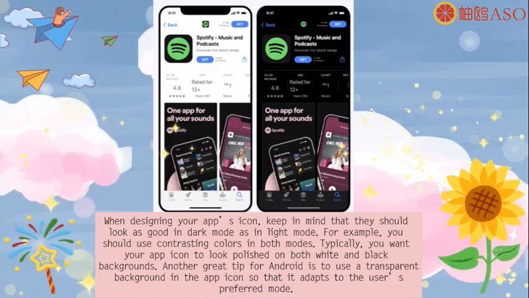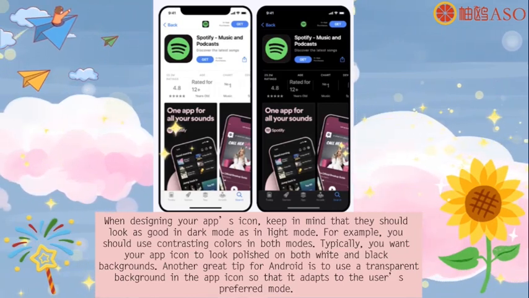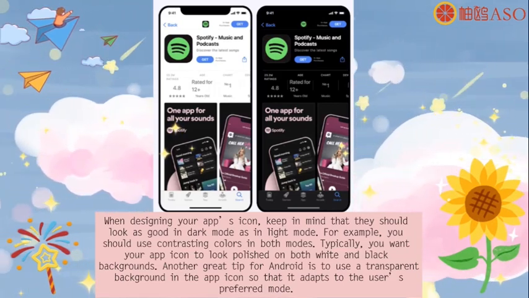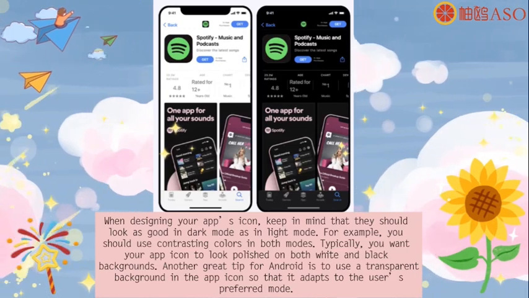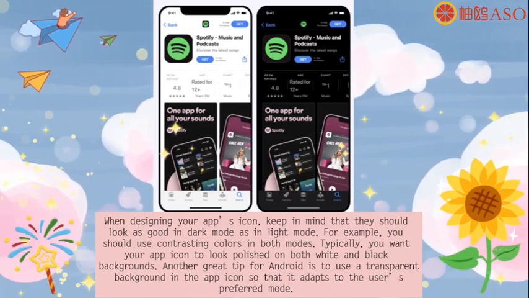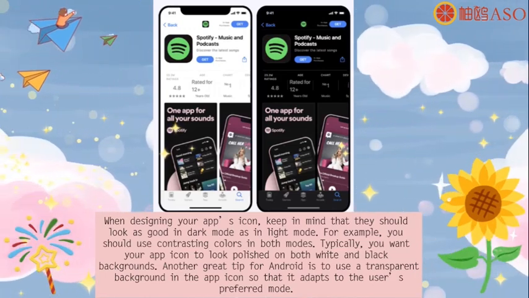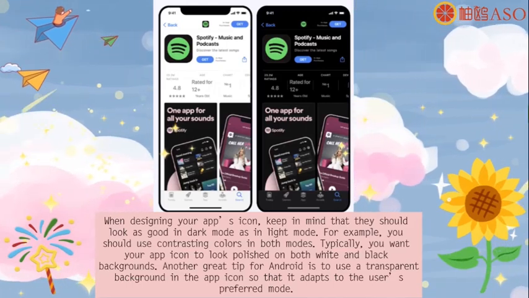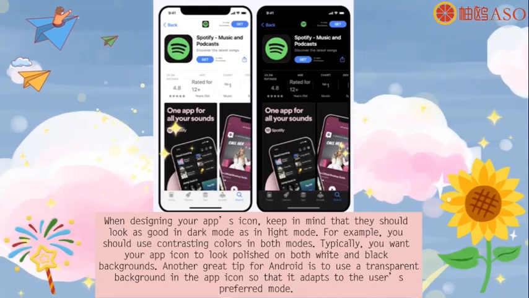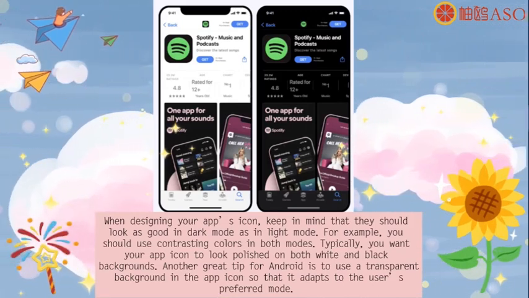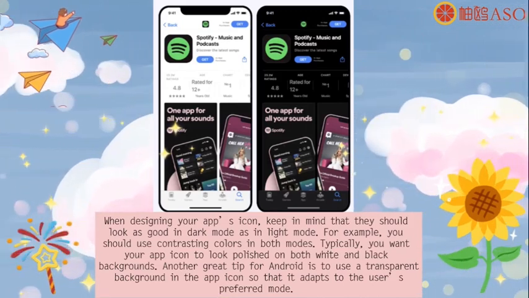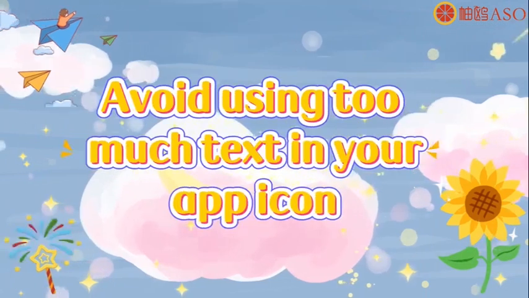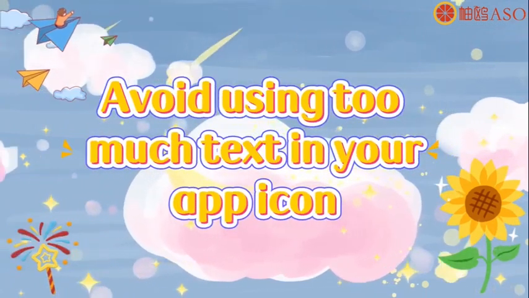When designing your app's icon, keep in mind that it should look as good in dark mode as in light mode. For example, you should use contrasting colors in both modes. Typically, you want your app icon to look polished on both white and black backgrounds. Another great tip for Android is to use a transparent background in the app icon, so that it adapts to the user's preferred mode.